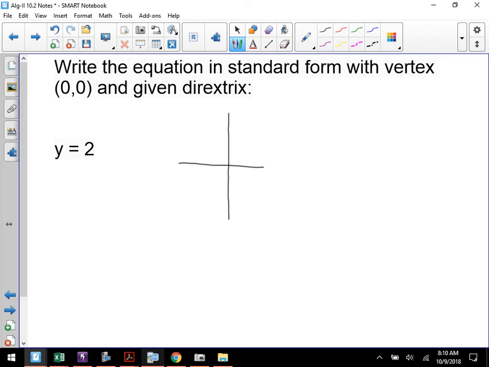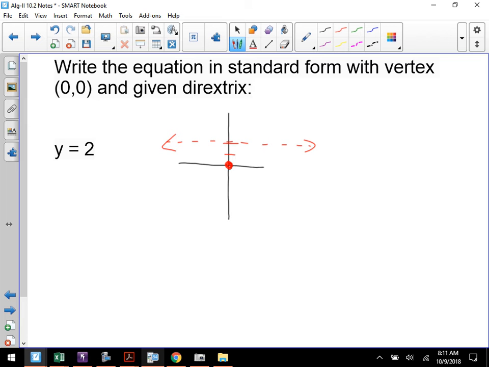So in this one here, where's the vertex? That's 0, 0. Everything today is at 0, 0. So I start, place a vertex. Okay? Y equals 2. What kind of a line is that? We need to know the difference between horizontal and vertical lines, ladies and gentlemen. Horizontal lines are always y equals a number. Vertical lines are always x equals a number. So this is a horizontal line through the number 2.